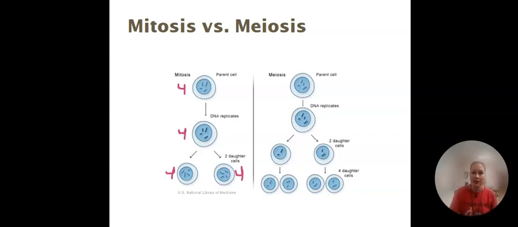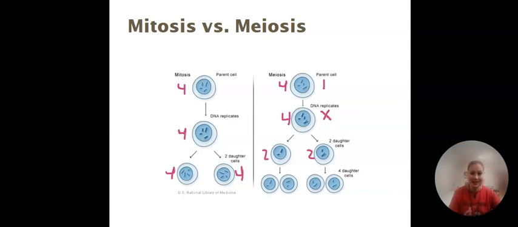Whereas in meiosis, I start with 4 chromosomes. I still do DNA replication. So again, I just went from having 4 single chromosomes to 4 double chromosomes, so single chromosome versus a double chromosome. Then I go through the first round of meiosis, and I can see here I have 2 chromosomes in each daughter cell.